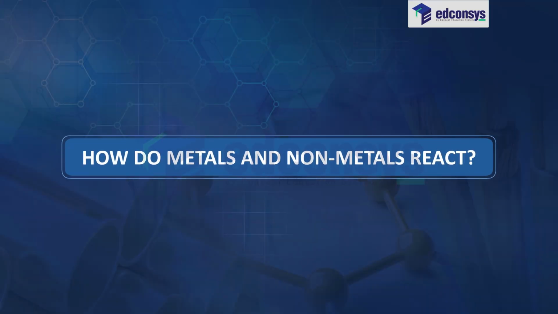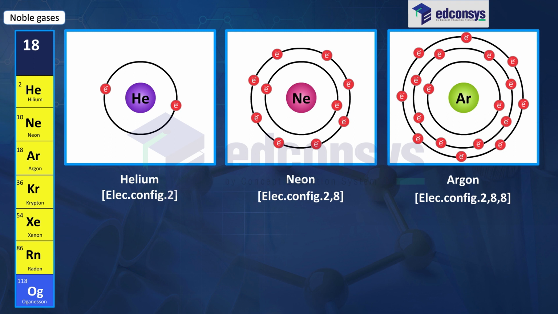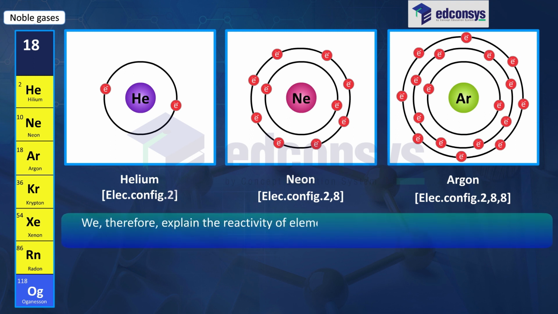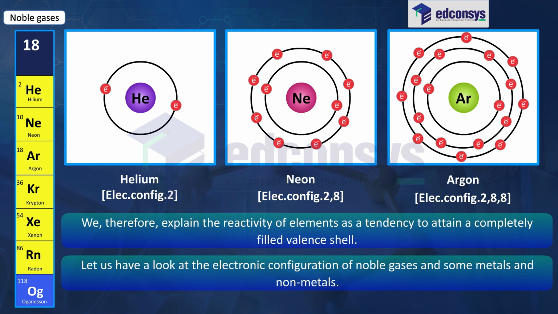How do metals and nonmetals react? Noble gases, which have a completely filled valence shell, show little chemical activity. We, therefore, explain the reactivity of elements as a tendency to attain a completely filled valence shell. Let us have a look at the electronic configuration of noble gases and some metals and nonmetals.